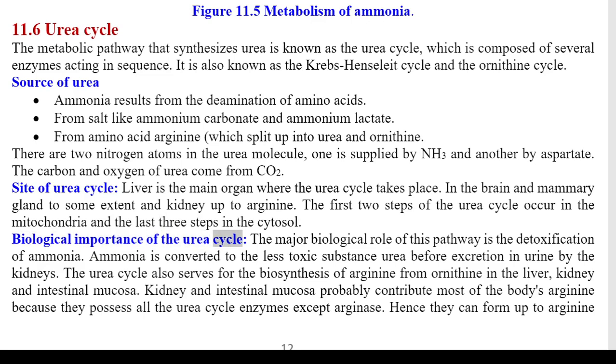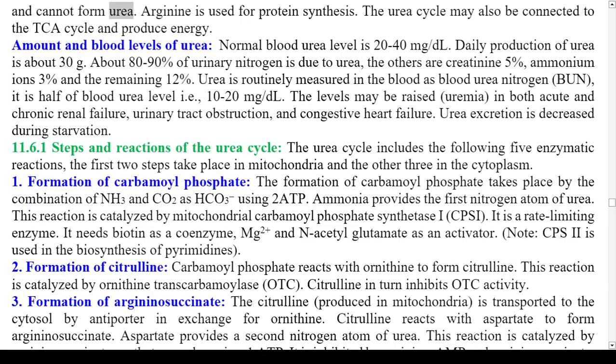Biological importance of the urea cycle. The major biological role of this pathway is the detoxification of ammonia. Ammonia is converted to the less toxic substance urea before excretion in urine by the kidneys. The urea cycle also serves for the biosynthesis of arginine from ornithine in the liver, kidney, and intestinal mucosa. Kidney and intestinal mucosa probably contribute most of the body's arginine because they possess all the urea cycle enzymes except arginase. Hence they can form up to arginine and cannot form urea. Arginine is used for protein synthesis. The urea cycle may also be connected to the TCA cycle and produce energy.